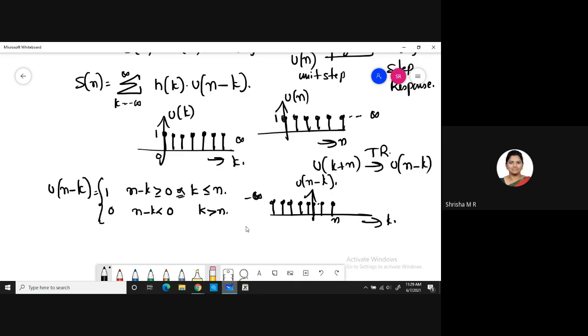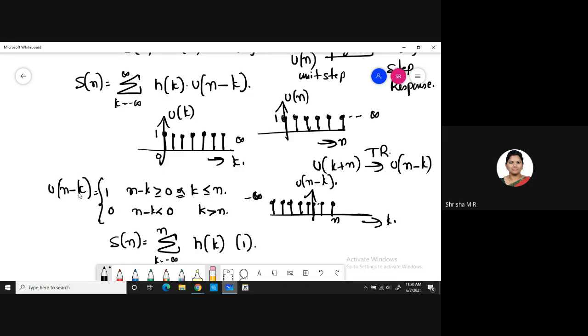According to this definition, can we write the equation like this? So u of n minus k amplitude is 1. So your S of n, step response, will be equal to summation k equal to minus infinity to n of h of k into 1. Why have the limits become minus infinity to n? Because u of n minus k exists from minus infinity to n.